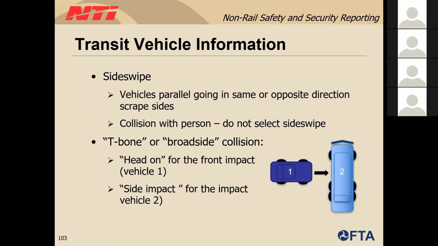Sideswipe cannot be the action reporting a collision with a person. Instead, use side impact. When reporting a T-bone or broadside collision, one vehicle is reported as head-on and the other vehicle is reported as side impact. In the diagram, vehicle number 1, the other motor vehicle, would be reported as head-on, and the transit vehicle number 2 would be reported as side impact.